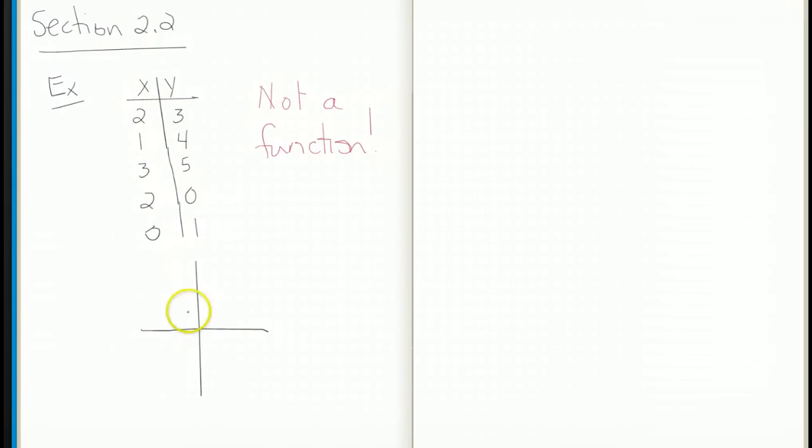Let's plot the point 2, 3. So 1, 2, and 1, 2, 3. I put a little dot right there. Then 1, 4: 1, and 1, 2, 3, 4. Then 3, 5: 1, 2, 3, and 1, 2, 3, 4, 5, right there. Then 2, 0, and I'll put a mark for each of these, just to make them a little bit darker for you to notice. And 0, 1, there we go. So here are our 5 dots, the 5 points given by this relation.